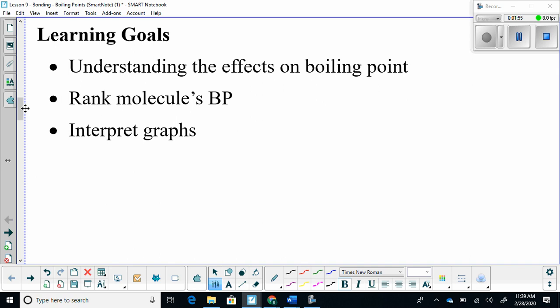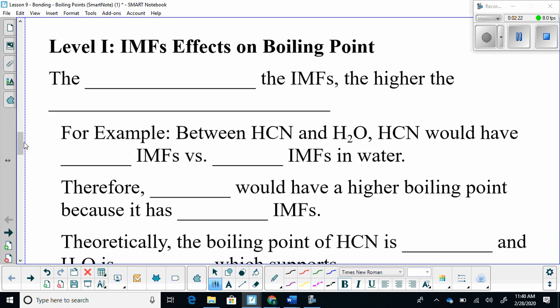Okay. The learning goals for today's lesson. We're going to understand the effects on boiling points, so the correlation between intermolecular forces and boiling points. We're going to rank molecules based on their boiling point, and then we're going to create and interpret graphs. Okay? So let's get into that. Remember that IMFs stand for intermolecular forces. Okay, so we're going to look at the intermolecular forces' effect on boiling point.